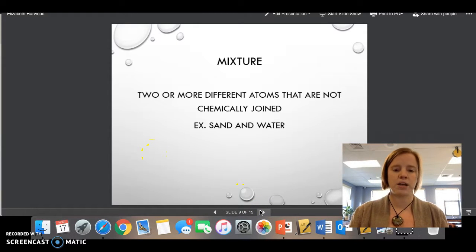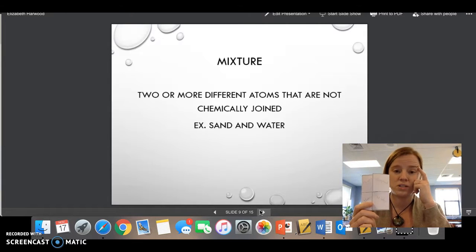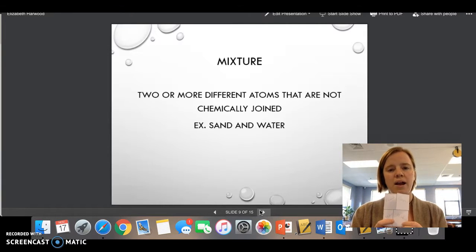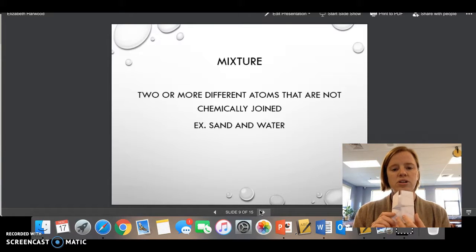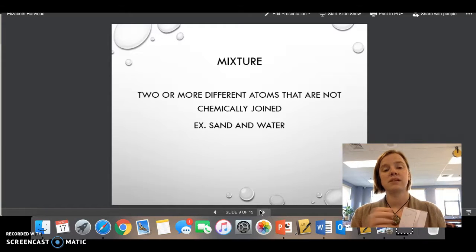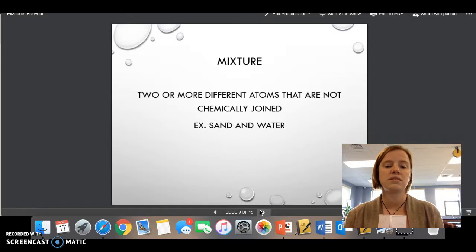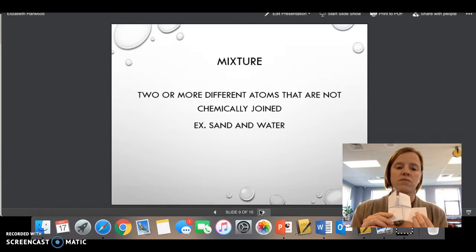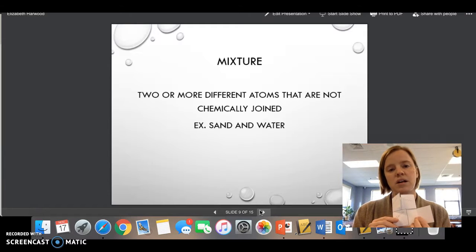Mixture. Under mixture, we have two different atoms that are not chemically joined. We've talked about this already, but I wanted to put this in your notes again because I want you to be able to compare mixtures and compounds. So putting it in here, mixture is two different types of atoms that are not chemically joined. We talked about how we can separate mixtures out using a bunch of different means. So sand and water is one of those examples. So under mixture, just make sure you're writing two or more different types of atoms that are not chemically joined, and put your example, sand and water.